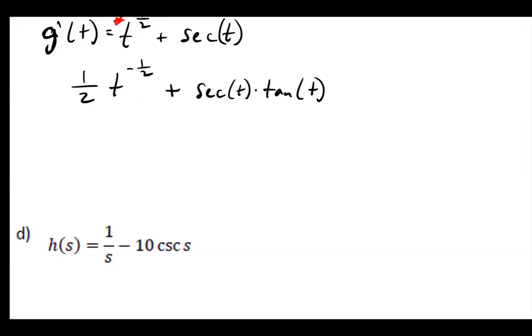Okay, clean it up a little bit. Some of you on the quiz left it like this. I didn't take away any points, but in the future I might. This guy right here has a negative exponent, and you shouldn't leave your answers with negative exponents. So in order to make it a positive exponent, I'm going to have to do this. It's 1/2, and then the square root of t on the bottom, plus secant of t times tangent of t.